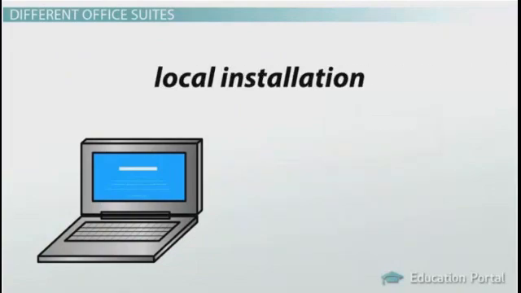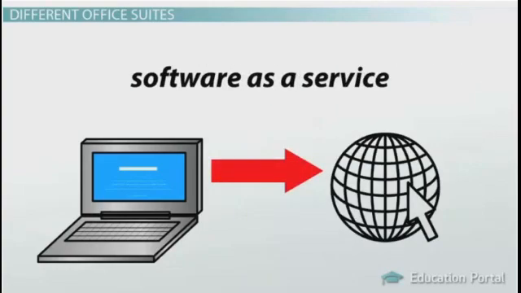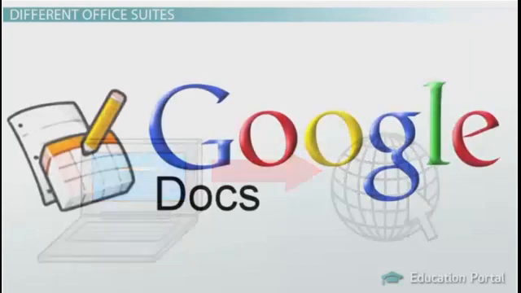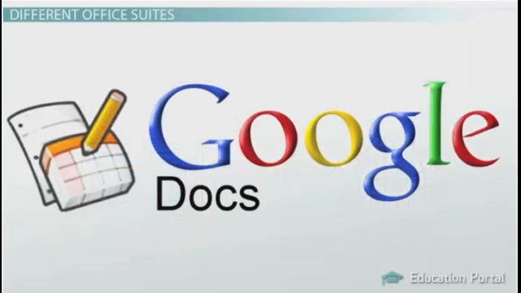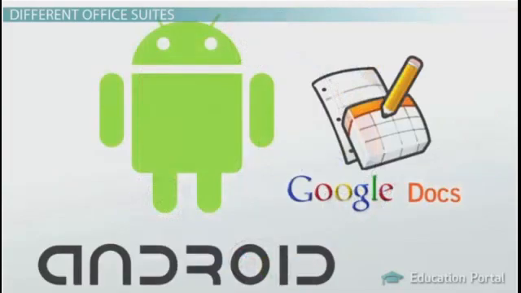Recently, there has been a trend to make software available completely online. This software as a service approach does not require a local installation, and software can be accessed online using only an internet browser. One of the most widely used online Office suites is Google Docs by Google. This includes word processing, spreadsheet, and presentation capabilities. Google Docs also makes it possible to work with your document on a mobile phone with the Android operating system.